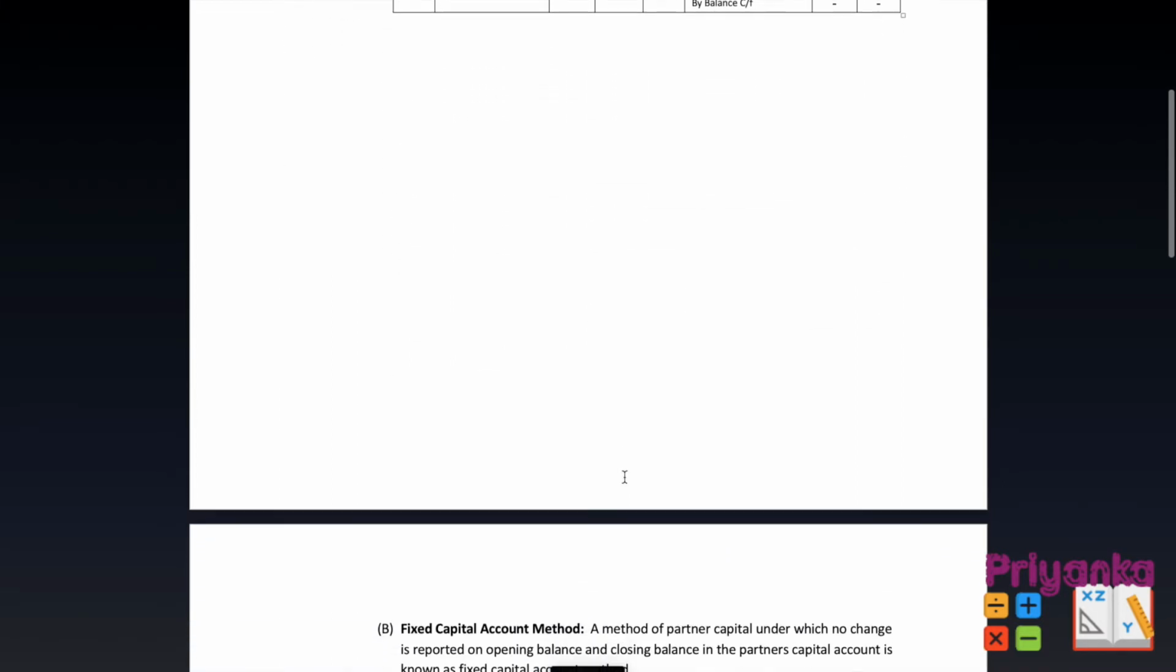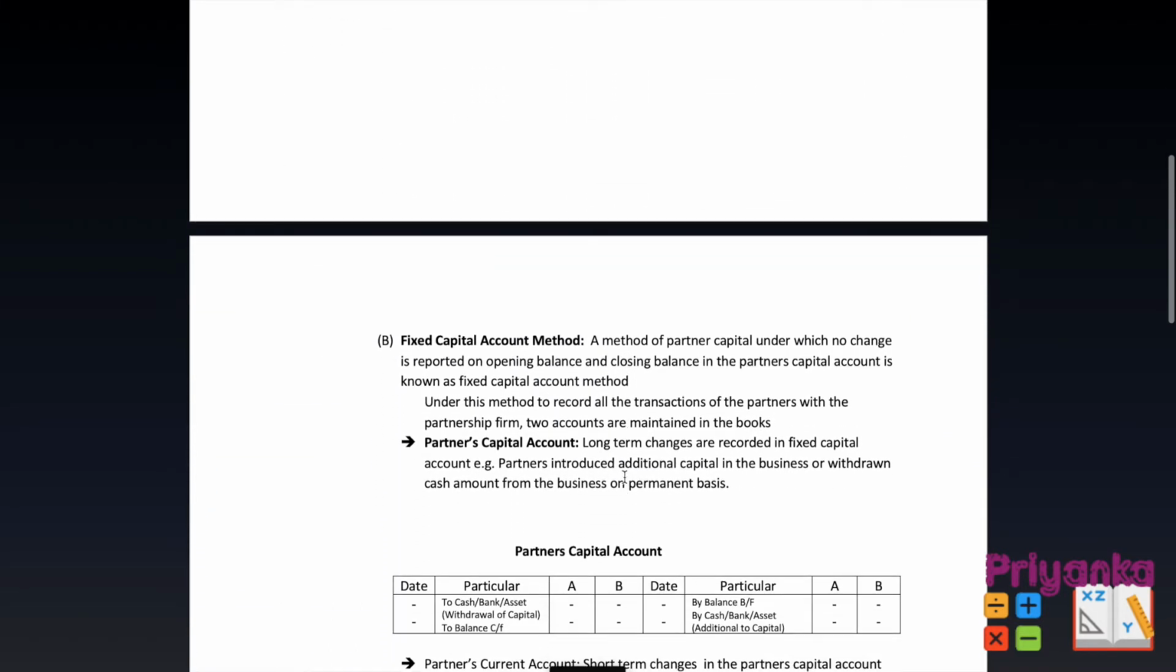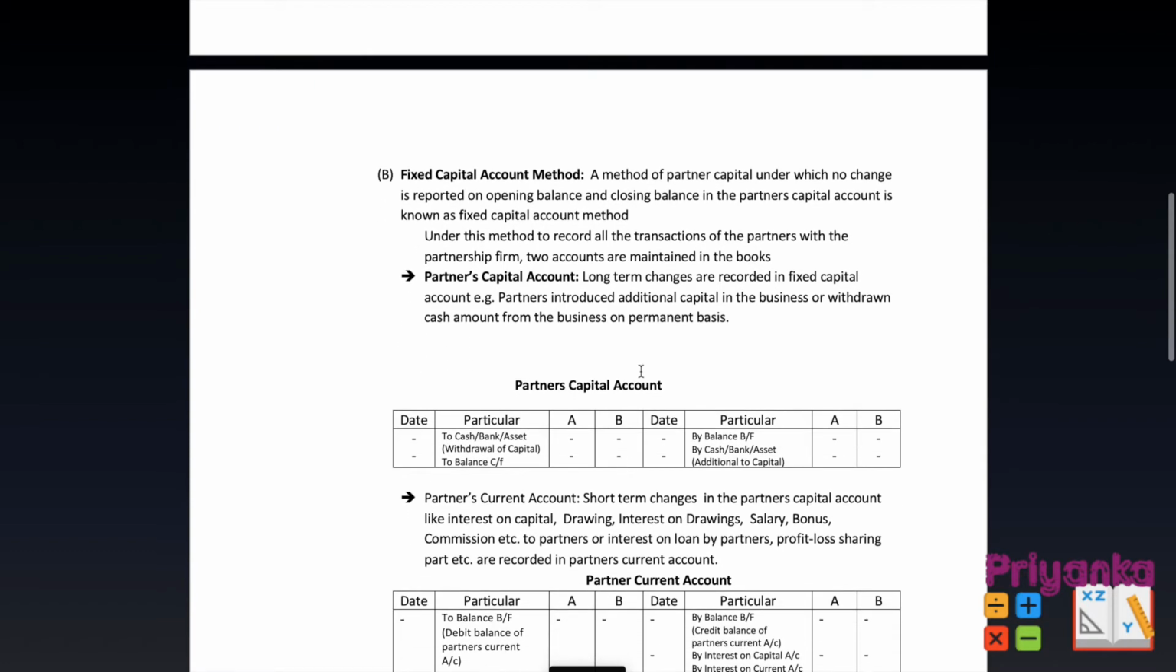Moving to the next method, that is the fixed capital account method, a method of partners' capital under which no change is reported in the opening balance and closing balance of the partner's capital account. Under this method, to record all the transactions of partners with the partnership firm, two accounts are maintained in the books.